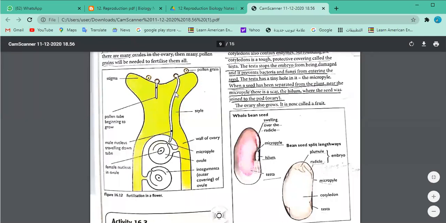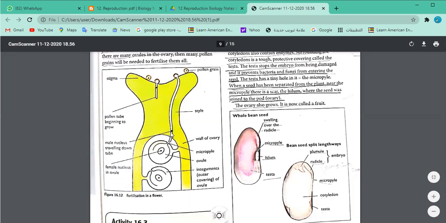This tube gradually grows to transfer the nucleus. And in the ovules, you can see a small opening, which we call the micropyle, and the covering, called integuments, the outer covering of the ovule. These are basically protective coverings. And the nucleus is just inside. So the nucleus of the male gamete, which is the pollen grain, gradually grows, passing the nuclei through this micropyle. And that's what the fusion is. Now this is called fertilization.